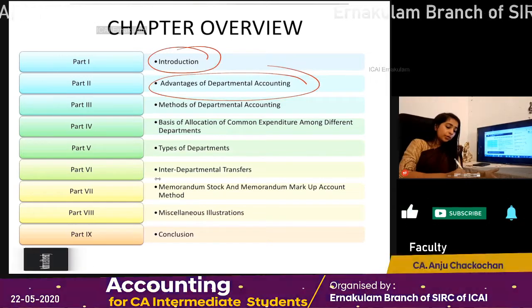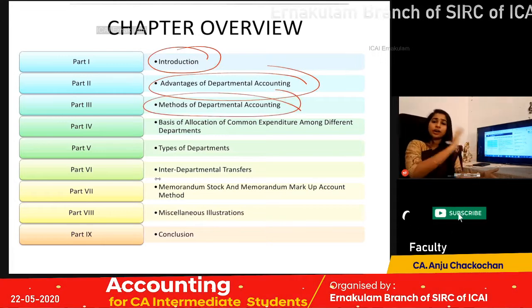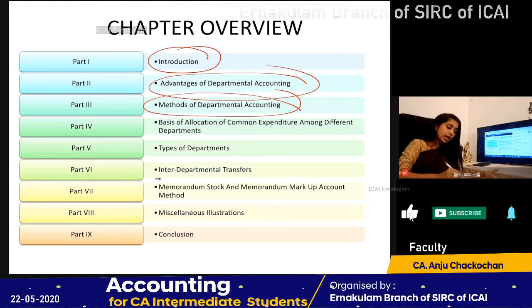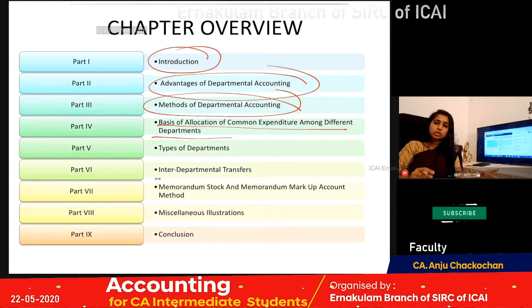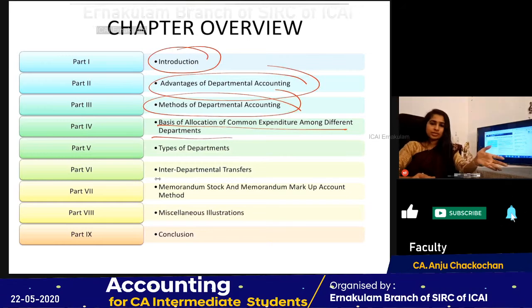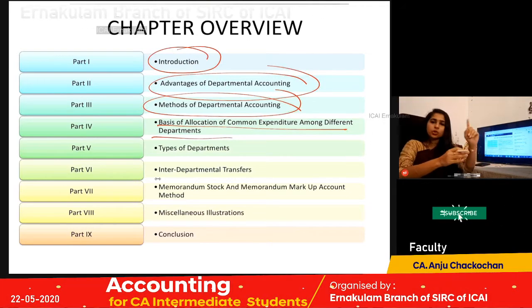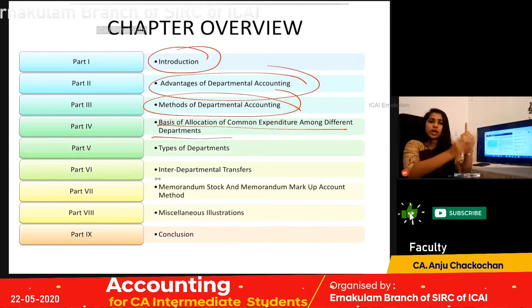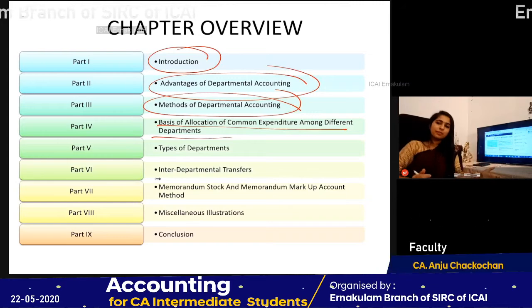Now, the methods of departmental accounting: you can maintain it either in a single book or in different books. Basis of allocation of common expenses, we have worked out two to three questions based on that. How do we allocate the common expenses to the different departments? If it is an identifiable expense, you can charge it straight to that department.